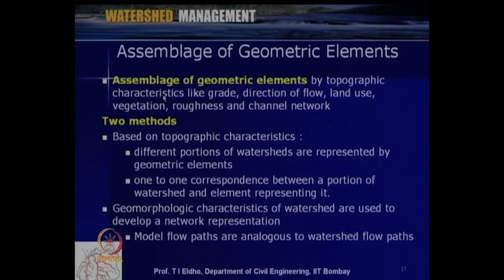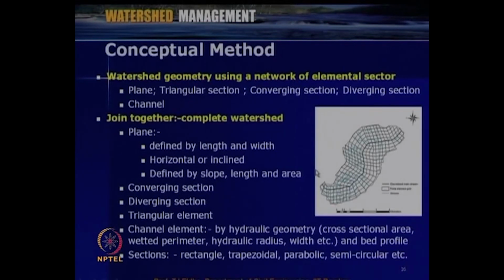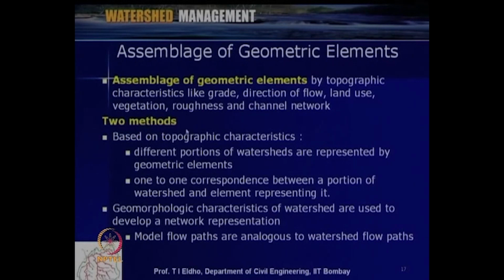So, we assemble all these geometry elements by topographic characteristics like grades, direction of flow, land use, vegetation, roughness and the channel network. That is very clear from this figure. Then there are basically two methods to do this assembly.